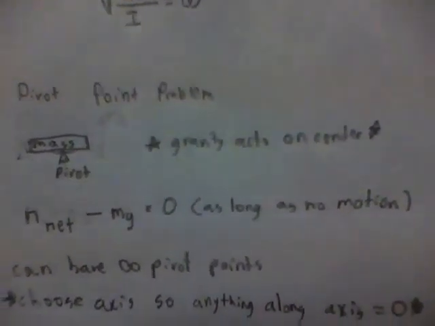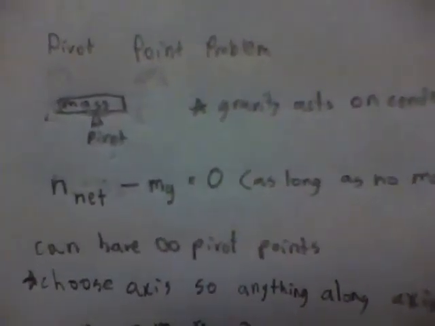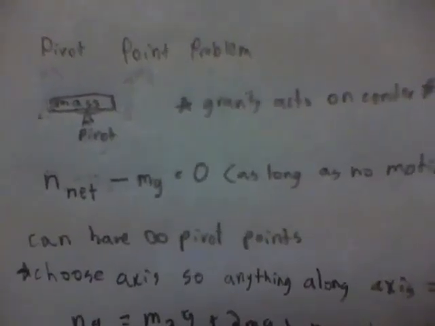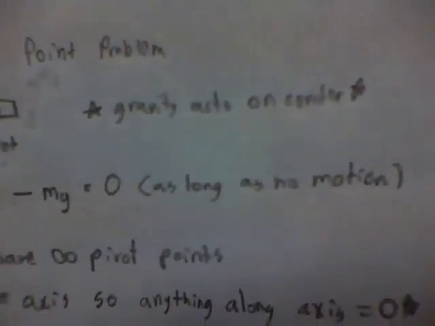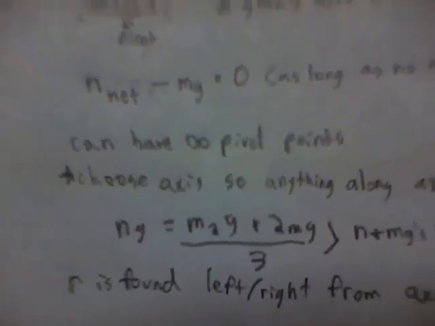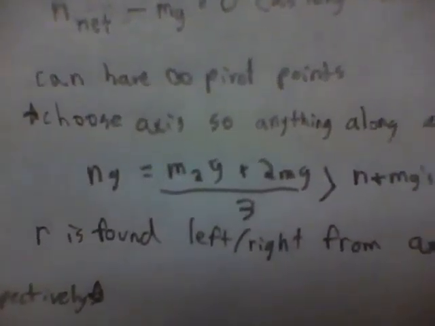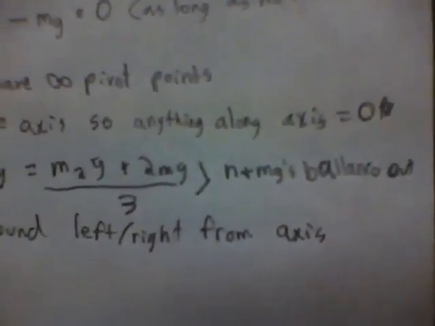gravity always acts on the center, the center of gravity. And this is a good equation: F net minus mg equals 0, as long as there is no motion. Well, no duh. Most of the time there isn't. Here's another helpful equation. This is for the part where the guy was lazy on the couch. You're moving. So, mass 2, where the mass is put on.